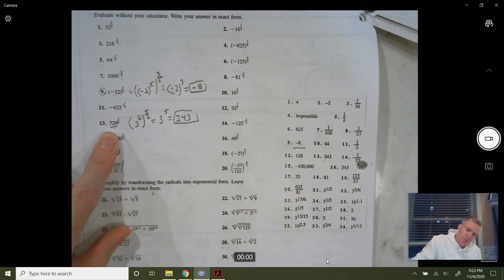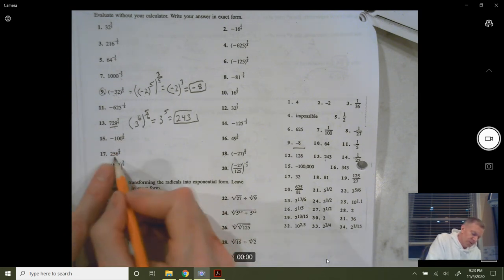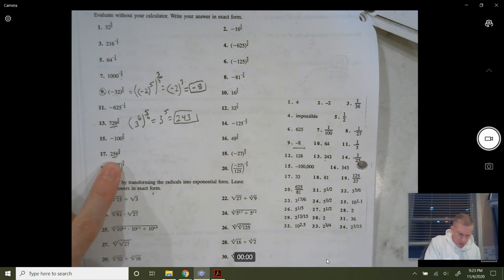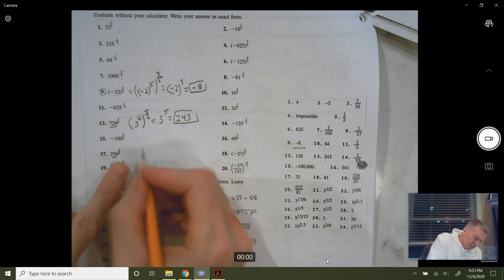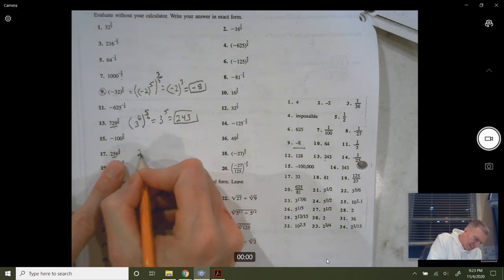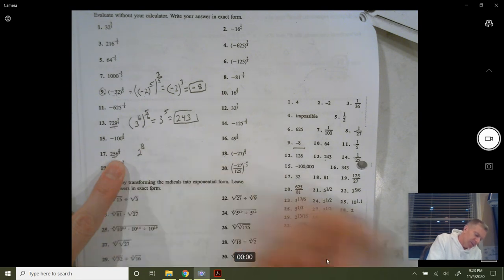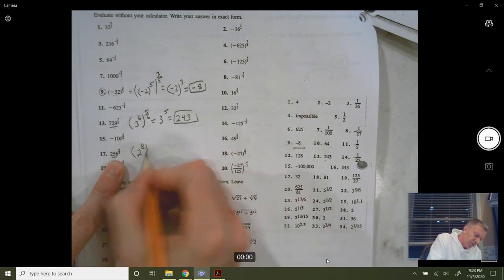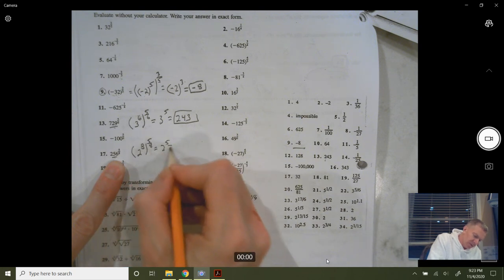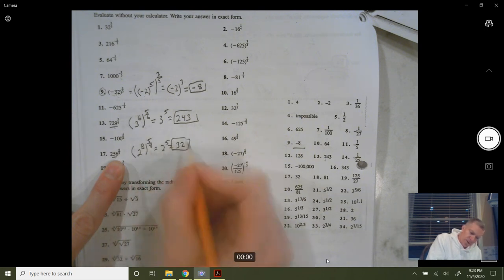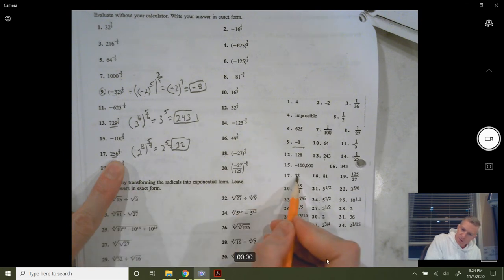Okay. Next one, let's look at number 17, 256. Well, 256, if you are familiar with the game 2048, you might know that 256 is 2 to the 8th, raised to the 5 over 8, which gives you 2 to the 5th, which gives you 32. 17, 32, looks good. Let's do 19.